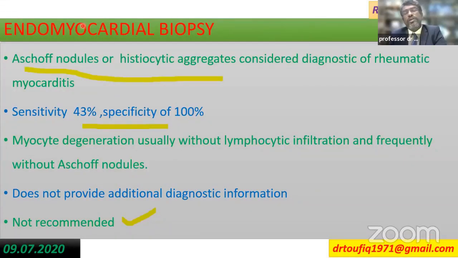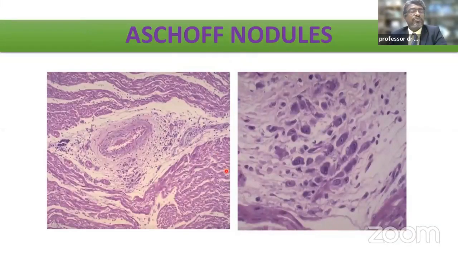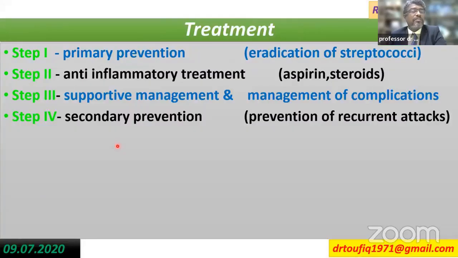We can also do endomyocardial biopsy for confirmation of rheumatic fever. There is the Aschoff nodule you can get by myocardial biopsy. This is the myocardial biopsy. As for treatment, usually there is primary prevention and secondary prevention, and both types of prevention may be needed. And there is treatment of the acute rheumatic fever.